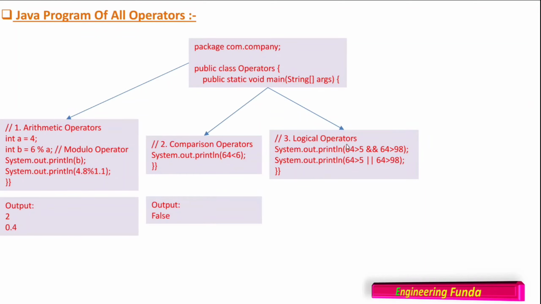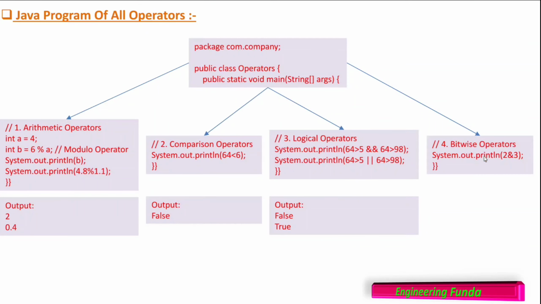Then we have the logical operator. In logical operator, this is the double ampersand sign. It will evaluate either side, and if any of them is false, the answer is false. If both of them are true, the answer is true. 64 greater than 5, yes, it is true. 64 greater than 98, no, it is false. So here it is true, here it is false. The result will be false. But for the logical OR, this will be true, because in logical OR, if either of them is true, it will give us true. So my result here will be false and true.